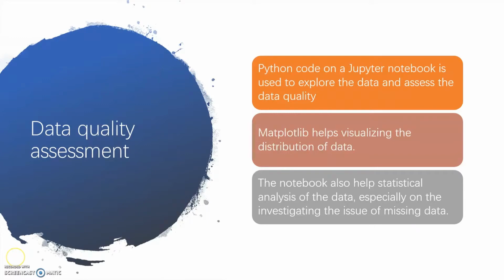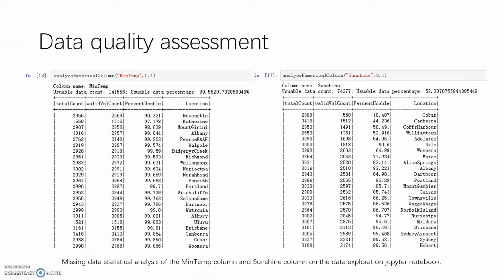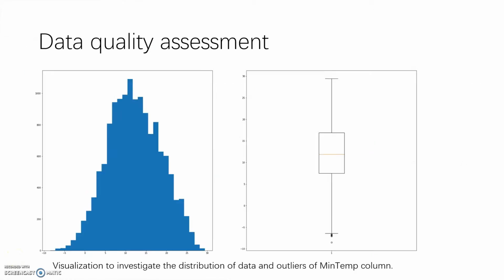Before building any machine learning model, data quality has to be assessed first. A Python script on Jupyter Notebook is used for data exploration and data quality assessment. The notebook helps visualize the data distribution and gives statistics about the data, especially for investigating the missing data issue. This screen shows the output of the data exploration Jupyter Notebook about statistical analysis of two of the feature columns. This screen shows the output of the data distribution of the minimum temperature column.